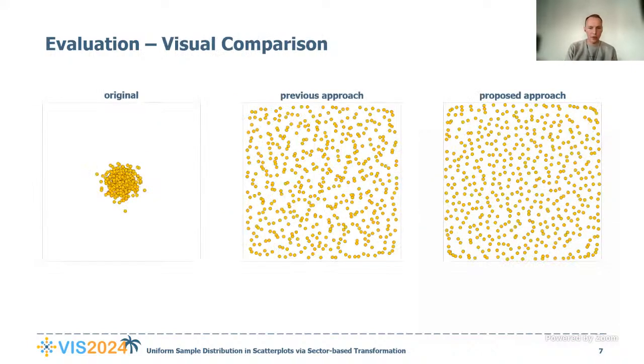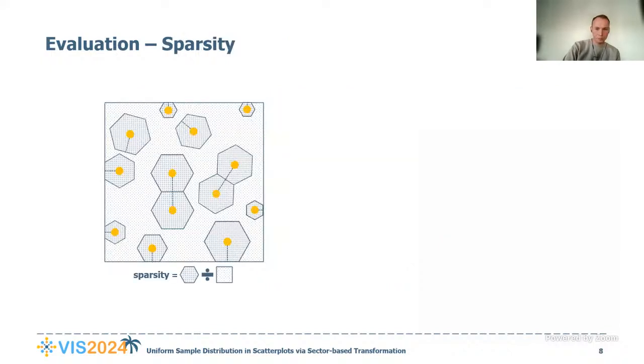To evaluate our approach, we computed several quality metrics which measure the uniformity of the scatter plot, as well as the preservation of the ordering and local neighborhoods of points. You can see the details in our paper. For this talk, however, I want to focus on one metric in particular. When we look at this example, we can see that the scatter plot produced by the new approach looks more uniform. Each sample seems to have more free space surrounding it on average. To quantify this, we came up with a quality metric, which we call sparsity.